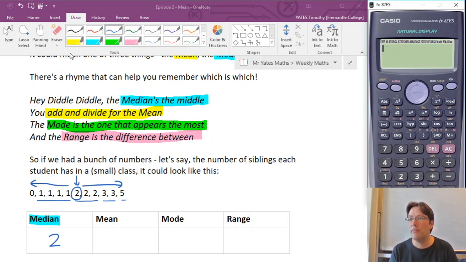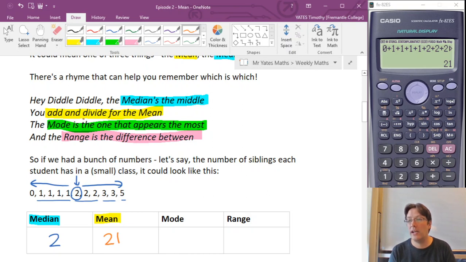Next up, we've got the mean. If we want to calculate the mean, we add and divide, which means we add all of these numbers. So we end up with 0 plus 1 plus 1. You could do a shortcut instead of adding up all of these little numbers, and I'll show you that in a little bit. You go 1 plus 1 plus 1 plus 1, plus 2 plus 2 plus 2, plus 3 plus 3 plus 5. When we add all of those together, we get 21.